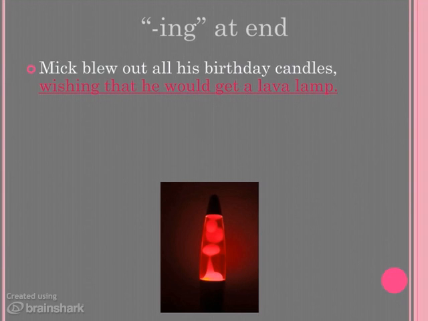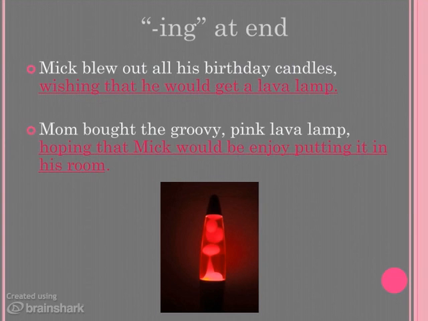Rather than saying, Nick blew out all his birthday candles, he wished he would get a lava lamp. The second sentence is turned into a phrase and attached to the end of the first sentence. Here is another example of a sentence that uses ing at the end for sentence variety.